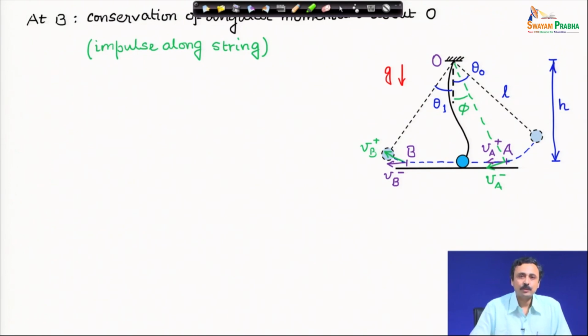Who is responsible for this change in direction? Some impulsive force, and what is the impulsive force that acts? The string tension. The string tension suddenly gives an impulsive force and changes the linear momentum direction, or the velocity direction. Now, this is an impulsive force, but this force is acting through that point O. Remember, this impulsive force, which may have very high magnitude, is acting through this point O.